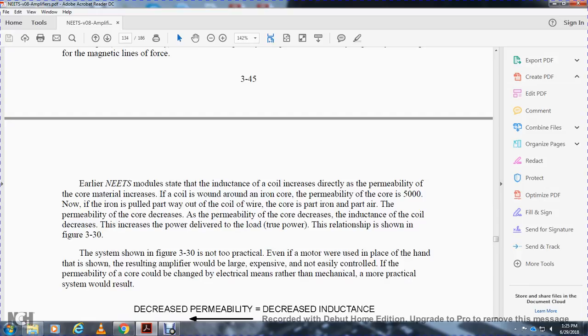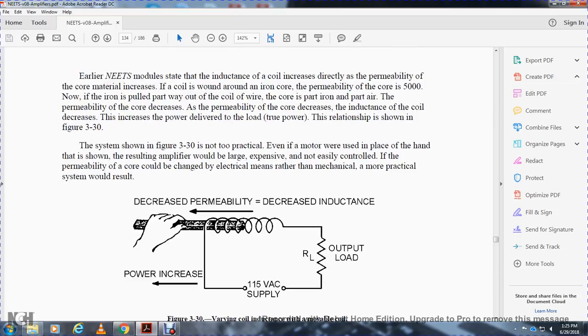Earlier, the NEETS module stated that the inductance of a coil increases with the permeability of the core material around which the coil is wound. The permeability of the iron core is 5,000. Now if the iron is pulled apart from the coil of wire, the core becomes part iron and part air. The permeability of the core decreases, the inductance of the coil decreases, and the power delivered to the load increases. This true power relationship is shown in Figure 330.